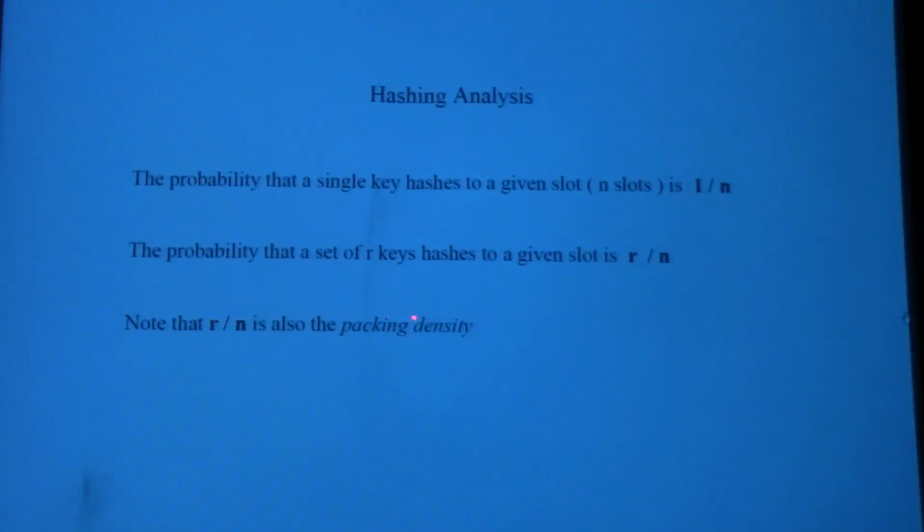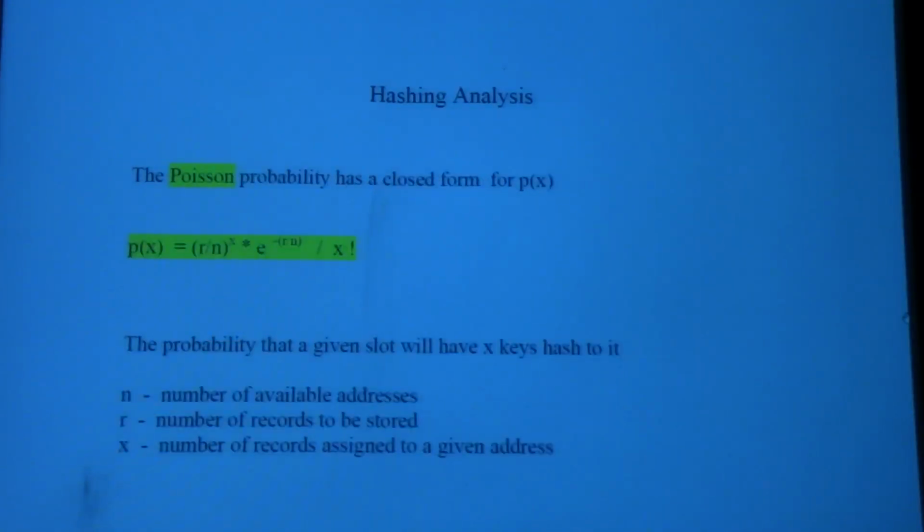Note that R over n is also the packing density, because R is the number of records and n is the number of slots. So what we have is a very famous distribution called the Poisson probability.